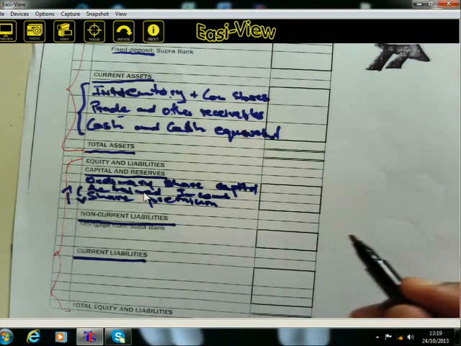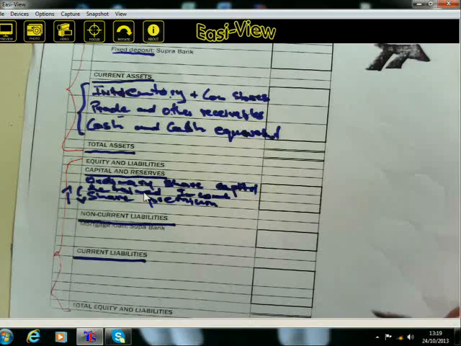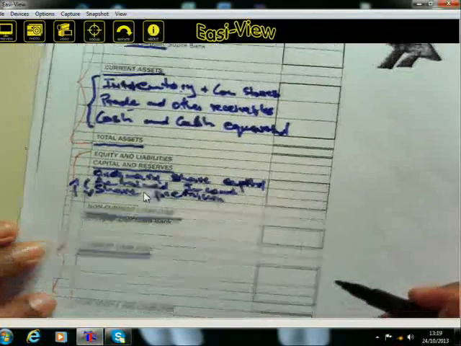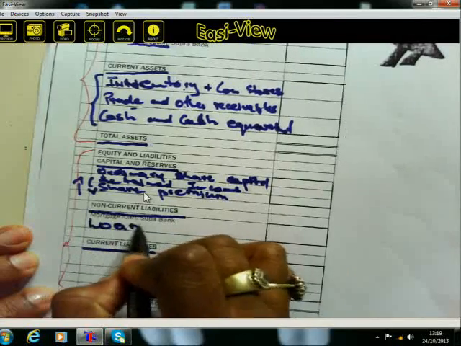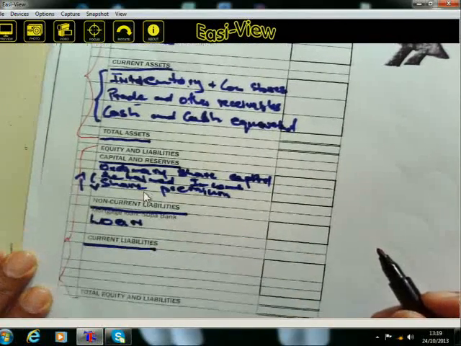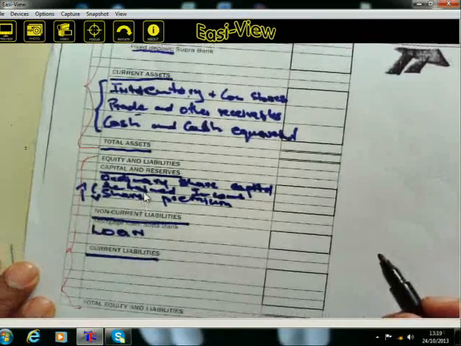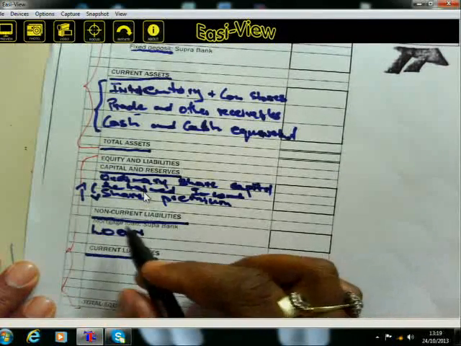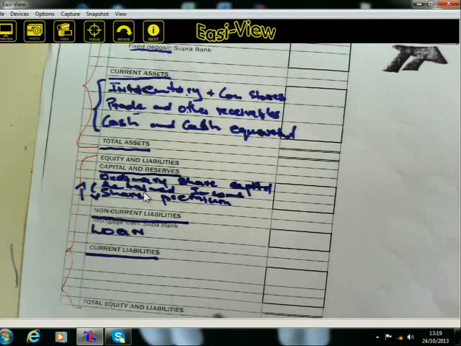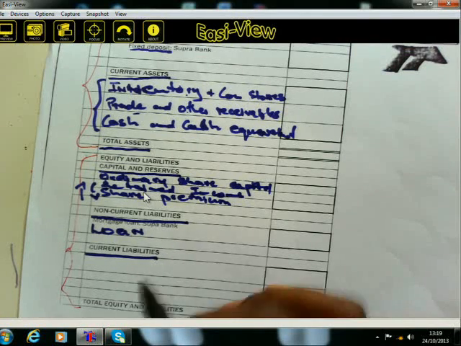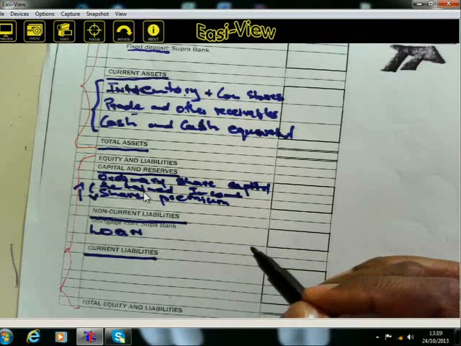Now coming to the non-current liabilities, I've said it can be a mortgage loan or it can be a loan, because there is a difference between the mortgage loan and a loan. So you need also to enter it under the non-current liabilities. Under the current liabilities now, I'm done with the non-current liabilities.